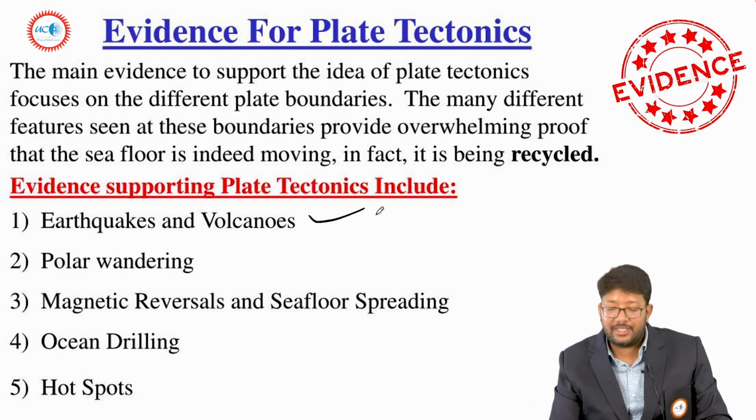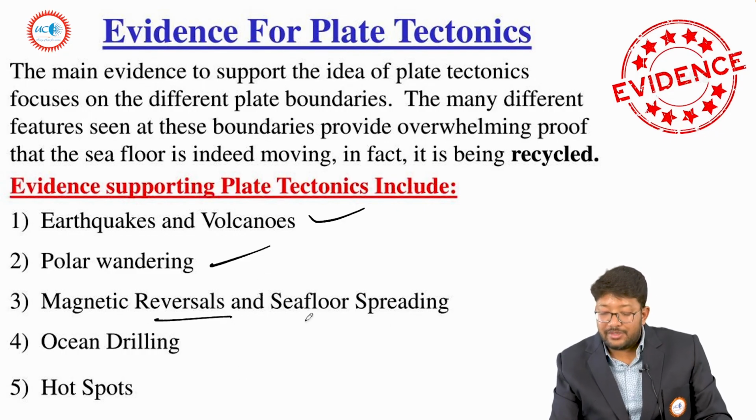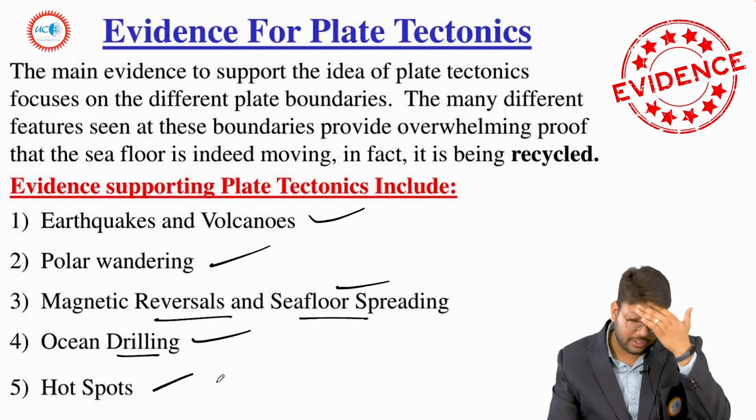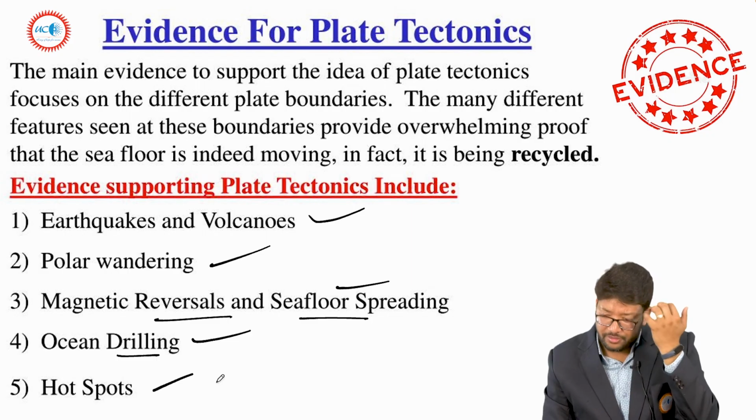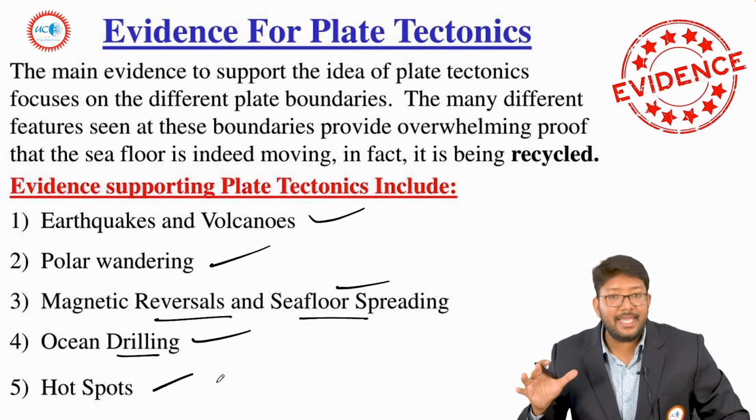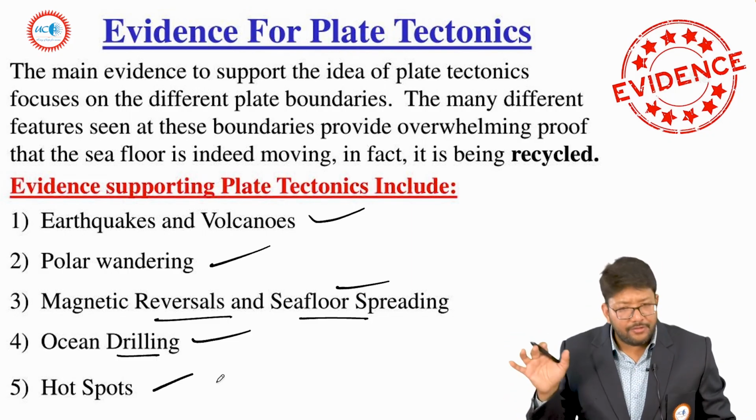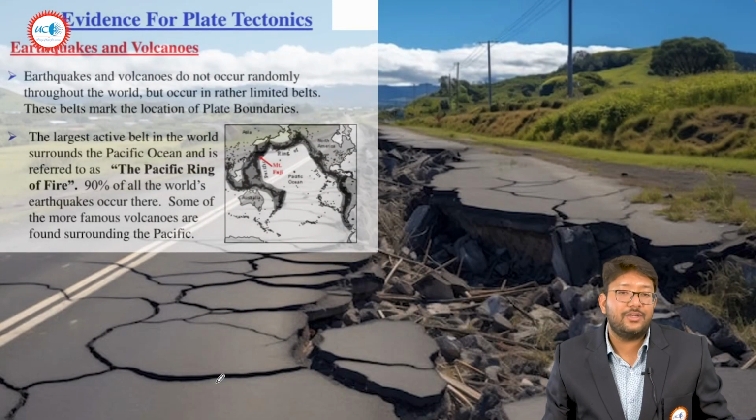First one is earthquakes and volcanoes. Second is polar wandering. Third is magnetic reversal and seafloor spreading, the fourth is ocean drilling, and the fifth is hot spots. So these are the main evidences for plate tectonics. First, let's talk about the earthquakes and volcanoes.